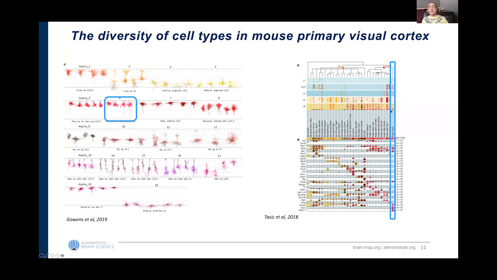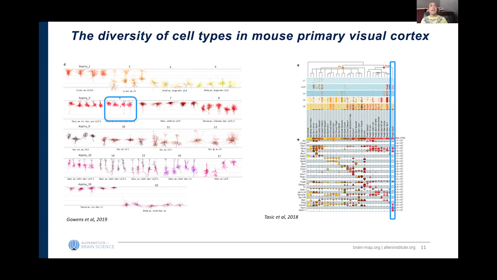Chandelier cells target almost exclusively the axon initial segment of excitatory neurons, and so they are very easy to find in our EM data sets, even fragments of axons that we can directly assign to the Chandelier cells.